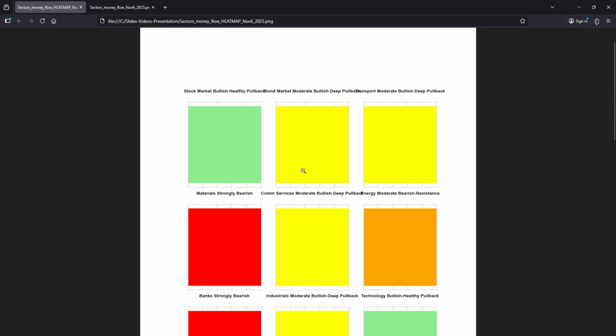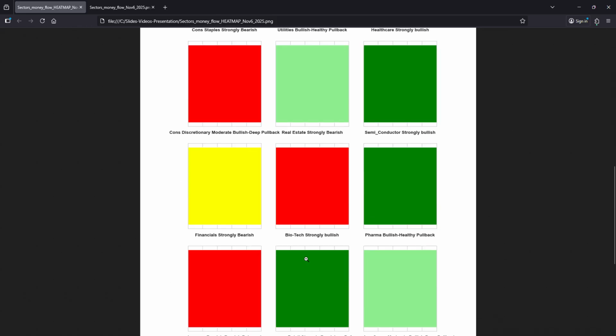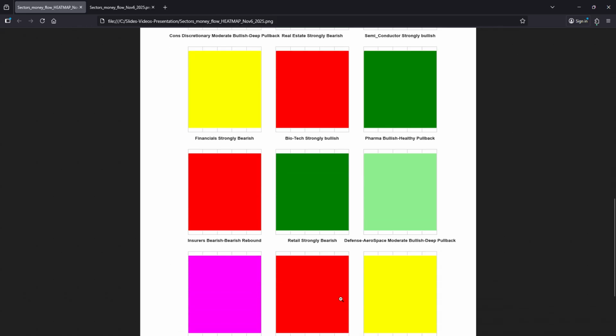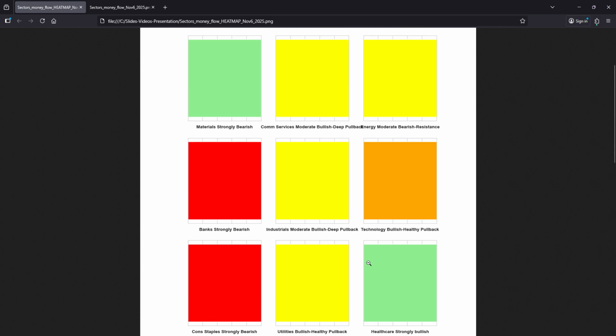So from dark green, when the market turns bearish, it goes to the lighter green, then to the yellow, then to the orange, then to the magenta, then to the red. That's how an asset will traverse.